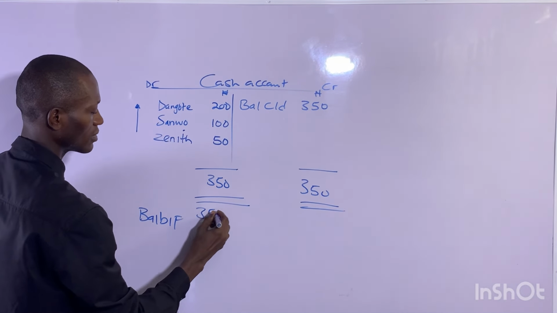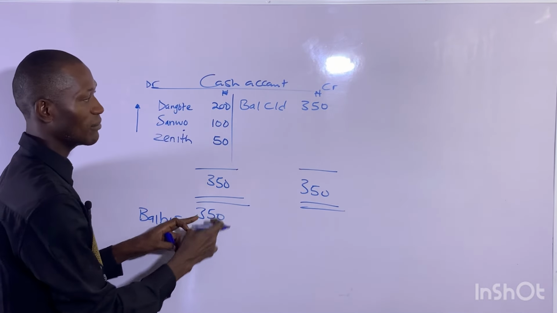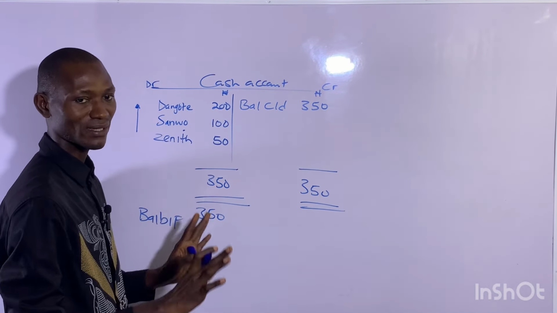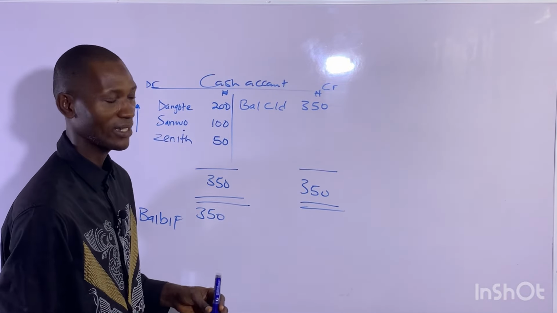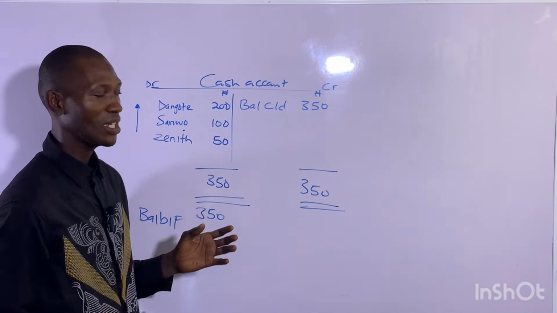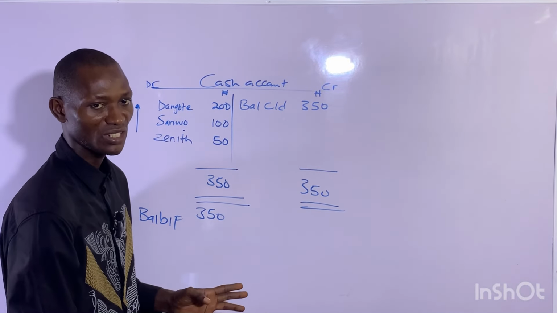So that's 350. So the balance in the cash account is debit. Why? Because the cash account is an asset account. Now, based on what we emphasized earlier, when an account has a debit balance and you are crediting it more, the balance in it will reduce.